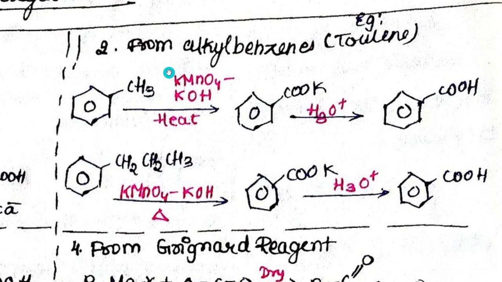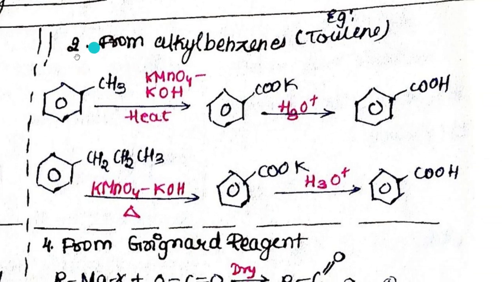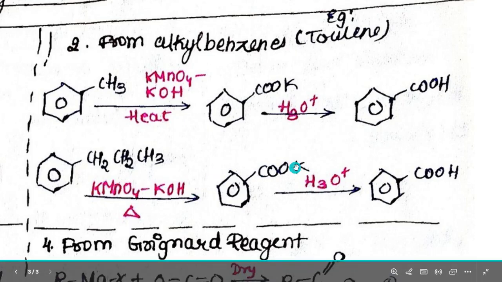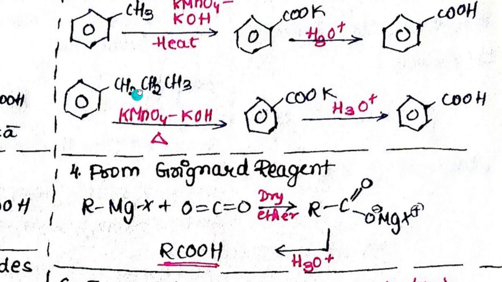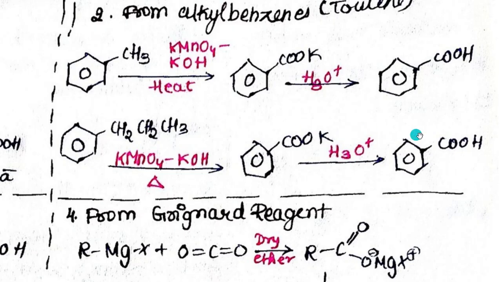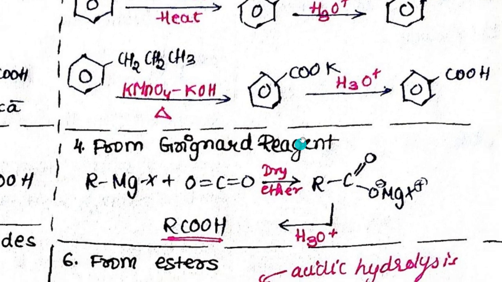Then comes the second method, from alkyl benzenes or toluene. For example, this is toluene, an alkyl benzene called toluene. So this on reaction with KMnO4 and KOH in presence of heat will give COOK. On further reaction with hydronium ion it gives us carboxylic acid. Then this reaction with KMnO4, again KOH, same heat, will give COOK. Hydronium ion reaction will give COOH. As you see, any amount of carbon doesn't matter, we will get COOK and COOH only, right?